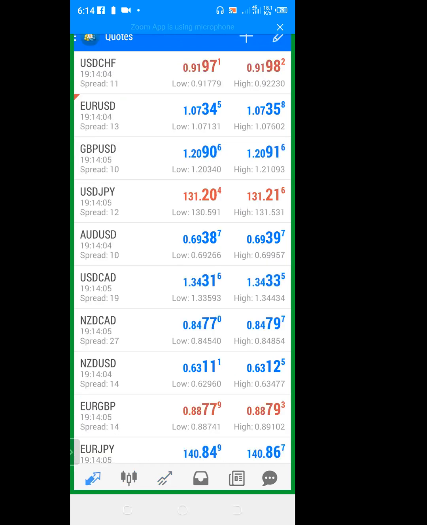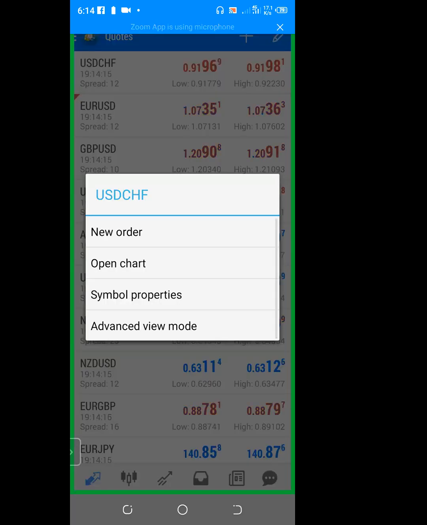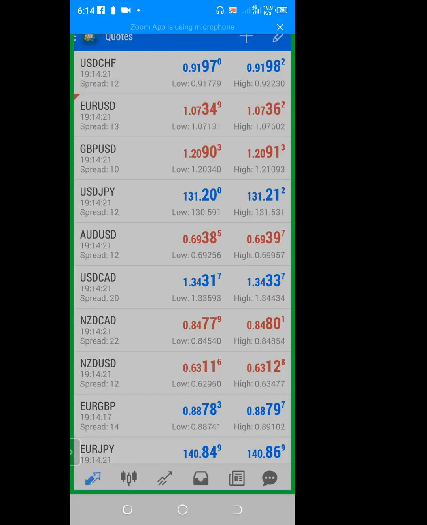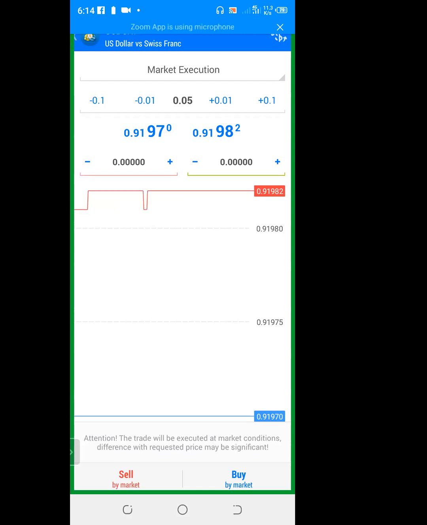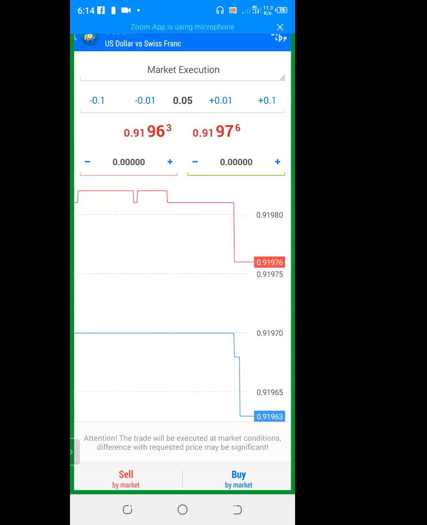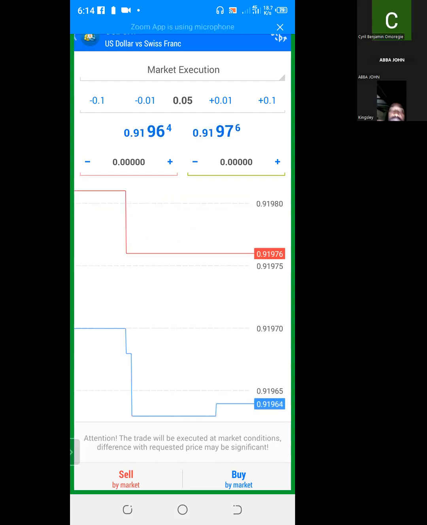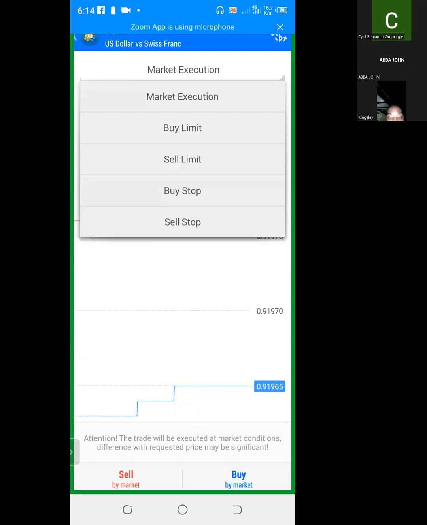The first arrow. So let's say we want to set a pending order now. Click on USD CHF at the top. Just observe how we are going to set a pending order. Now click on new order. This time around, before we click buy or sell, that's up where they wrote market execution, right? That's where you're going to click. Once you tap that market execution, you will see different lists.